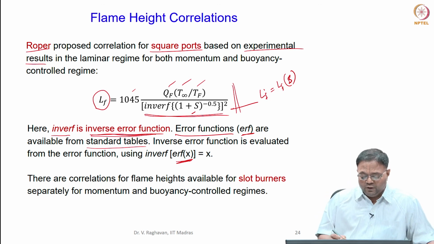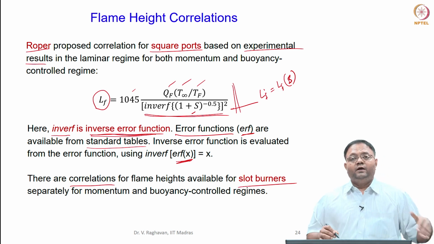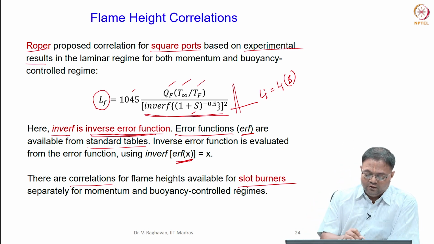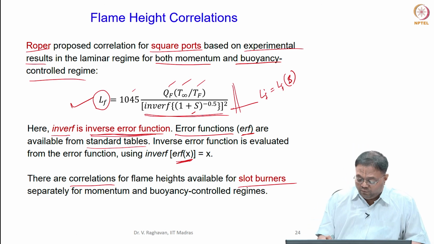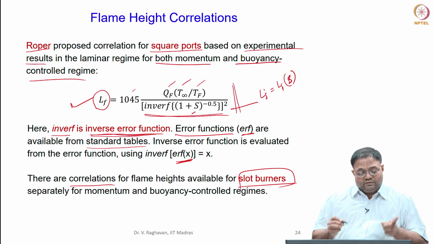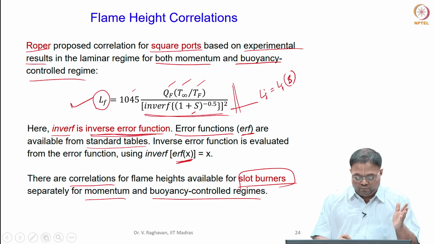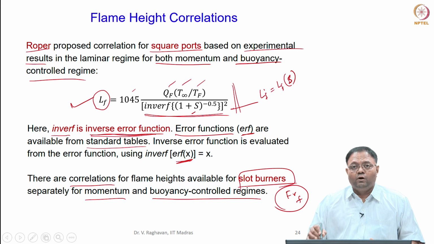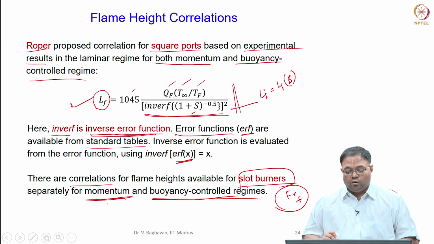Similarly, correlations for slot burners are given. In what we have seen, for circular and square ports, the correlation obeys both momentum and buoyancy control regimes. However, for slot burners, separate correlations are given for momentum and buoyancy control regimes. Again, the Froude number for the flame is calculated, and based upon the Froude number, separate correlations are proposed for momentum and buoyancy control regimes.